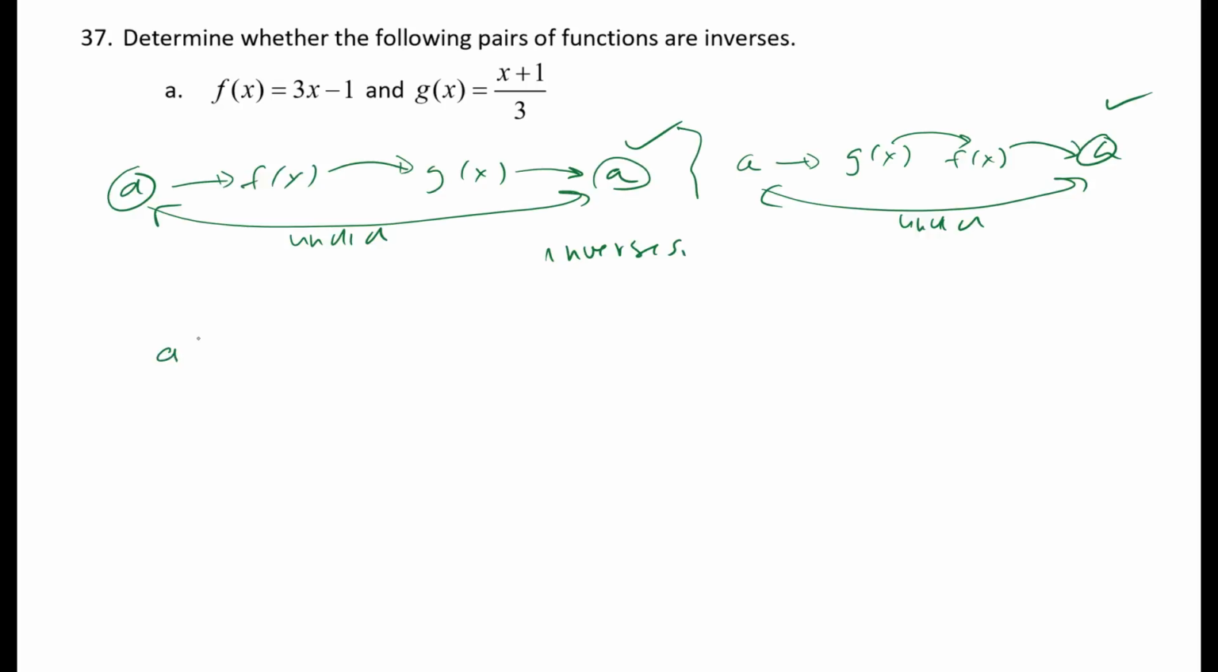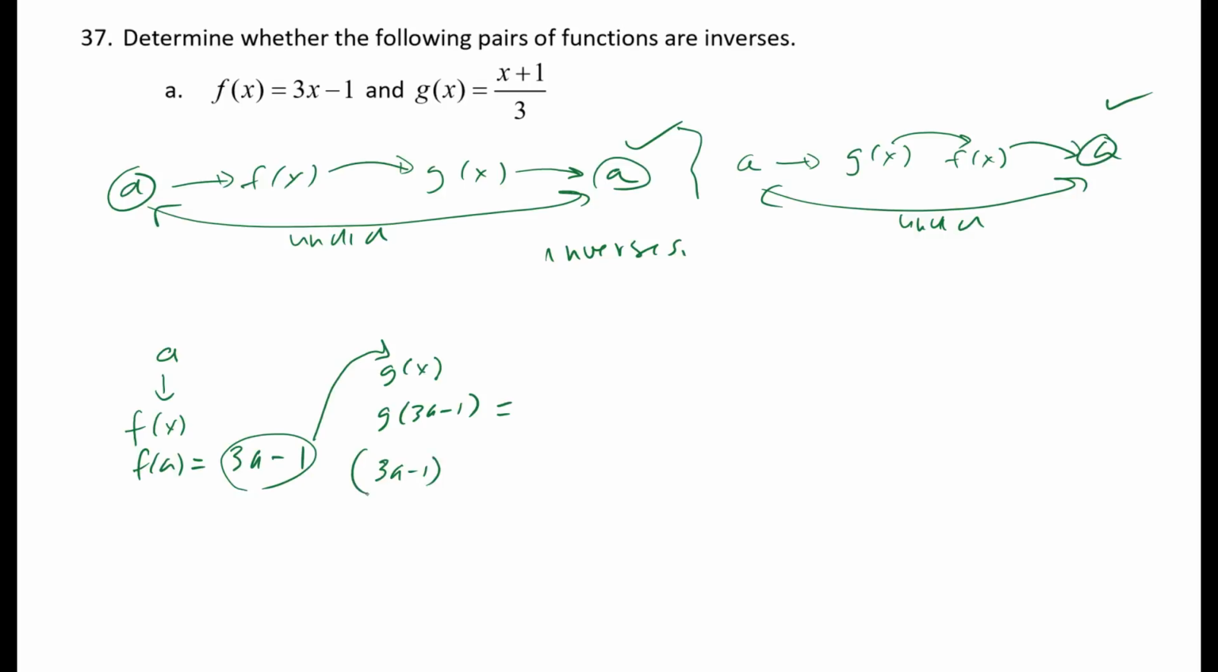If I take the letter A and put it into f of x, that gives us f of A, which would be 3a minus 1. So now that's our output. I have to put that output into g of x. So we'll have g of 3a minus 1. And then we'll go ahead and substitute that in. 3a minus 1 goes in for x. So x plus 1 over 3.